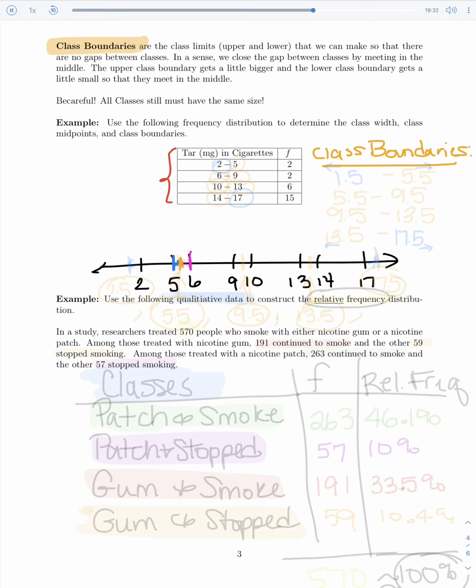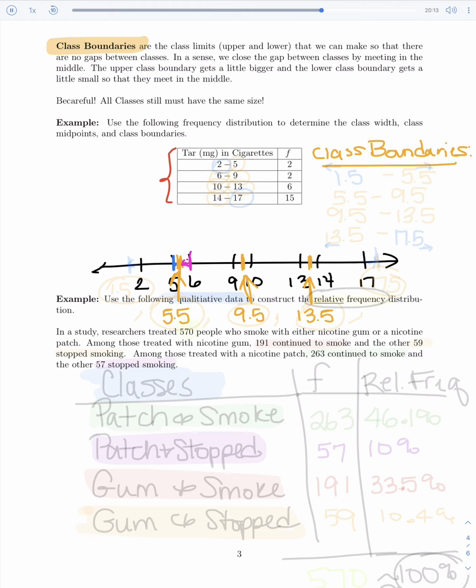Where will they meet in the middle between 9 and 10 in the next one? They'll meet at 9.5. And for the next one, between 13 and 14, they'll have to meet at 13.5. You're pushing out your right hand ends a little bit further. So for instance, the first class will end at 5.5. That means we're going to start the next class a little early at 5.5. And then the next class, we said we were going to stop at 9. We're going to actually start at 5.5 and stop at 9.5.